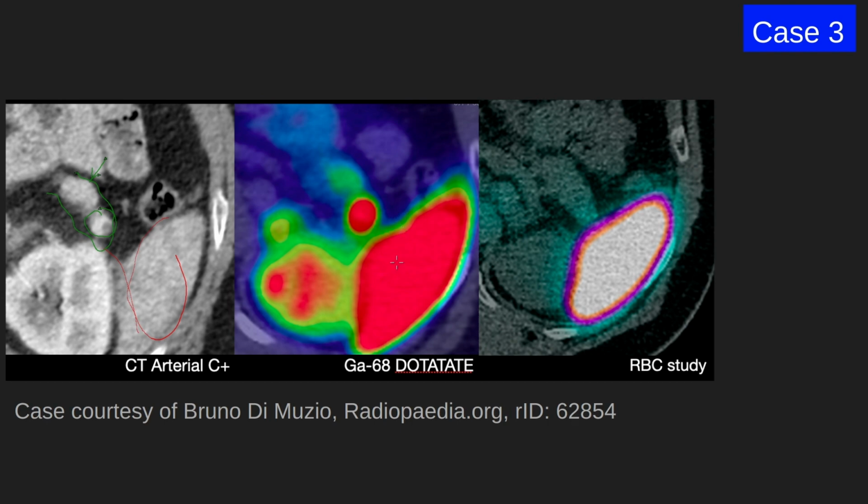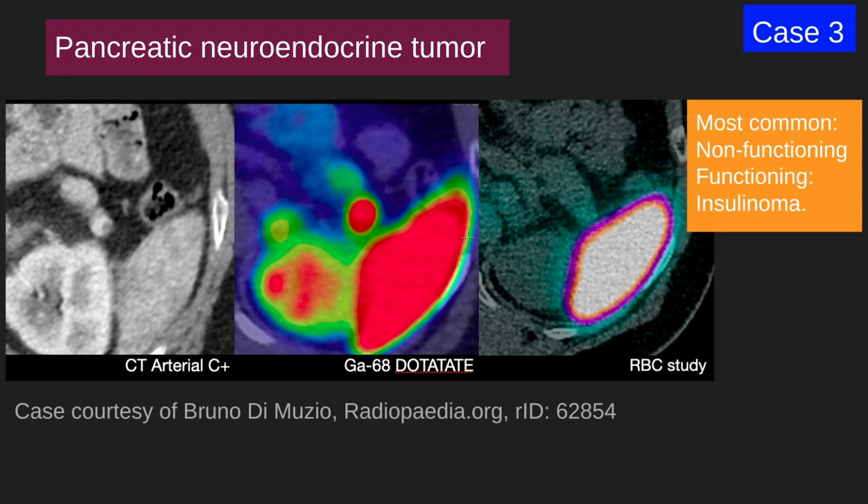This patient underwent a gallium dotatate scan, with increased uptake in the spleen, which is physiologic, and also increased uptake in the pancreatic tail mass lesion. This patient also underwent an RBC study. The RBC study shows increased uptake in the spleen, but no uptake at all in the pancreatic tail mass. This is consistent with a neuroendocrine tumor, because if it was a splenosis, it would take up radiotracer on the RBC study.